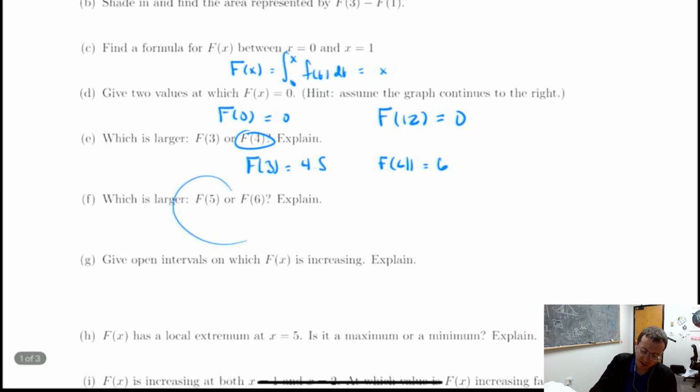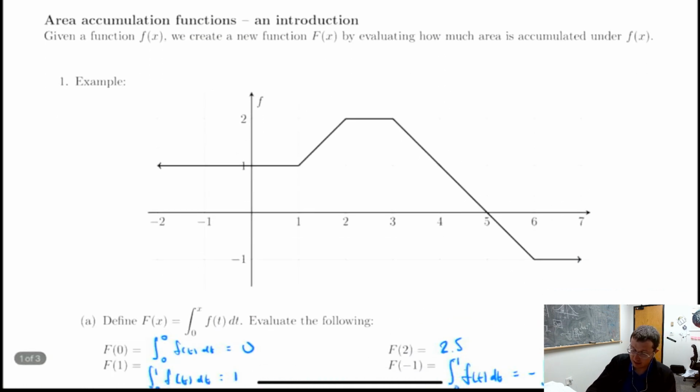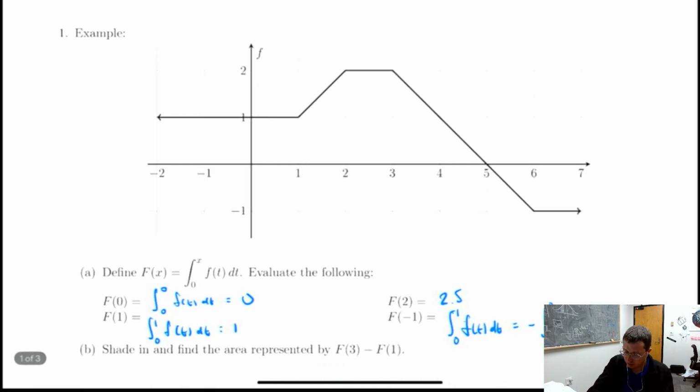Now, which is larger, F of 5 or F of 6? It's going to be F of 5, because as we move from 5 to 6, we're going below the x-axis. So this negative area here actually decreases the net area. In terms of the snow example, at 5 a.m. it stops snowing and the snow starts melting. So is there more snow on the ground at 5 a.m. or at 6 a.m.? Well, at 5 a.m. there's more, because by 6 a.m. some of it has melted away.